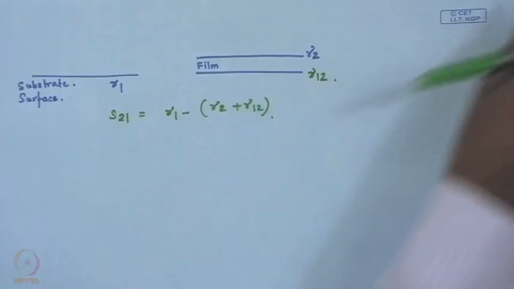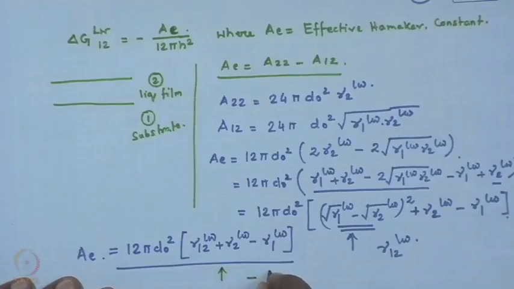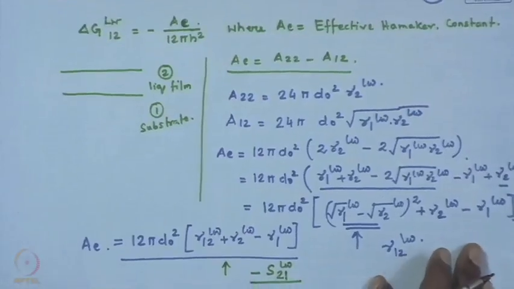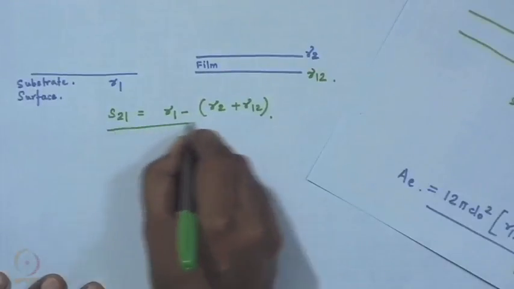Okay. So, if you now look carefully, what you have got in the previous expression is nothing but the negative of the spreading coefficient 21, the LW component of spreading coefficient 21. Okay. Therefore, we can look at the expression again. It is a very simple concept.